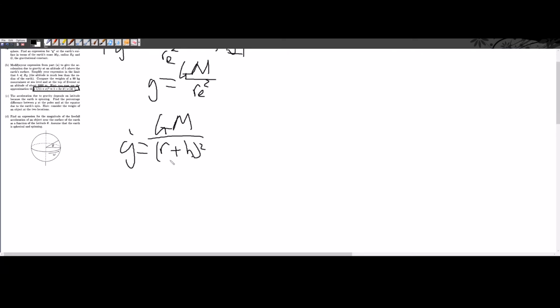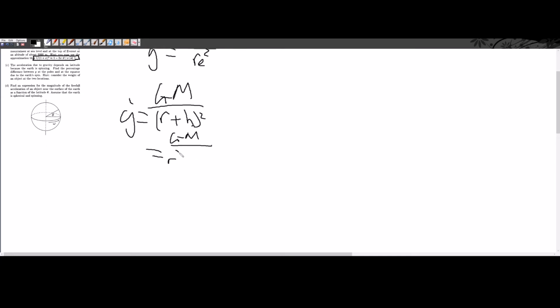We first take out a factor of r squared from the denominator, so we get GM over r squared, and the inside will just be 1 plus h over r, squared. Now GM over r squared is just the original g, so we call it g naught. Now this can be expressed as 1 plus h over r, to the power of negative 2.